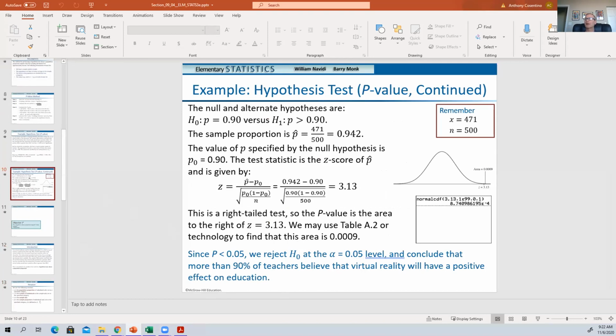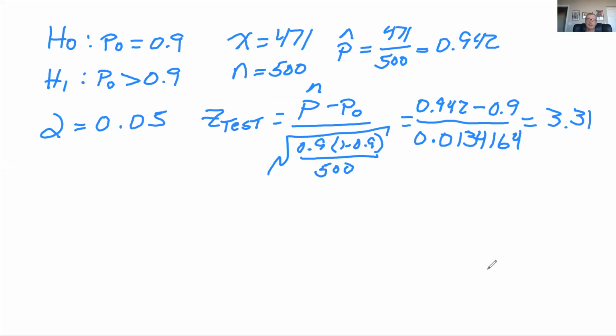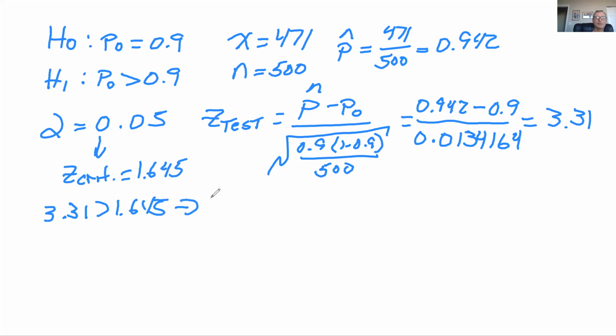And so I actually have it up on the whiteboard here, so it's a little bit easier to point to. And you could see that this is what we did last time. And then our strategy was that this Z critical value was 1.645. And the question is, 3.31 was greater than 1.645. And what did we do? We rejected the null hypothesis.